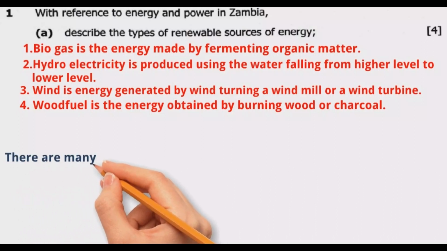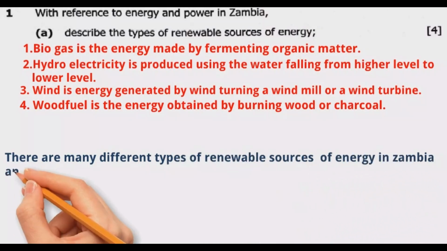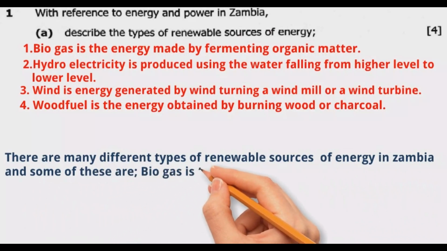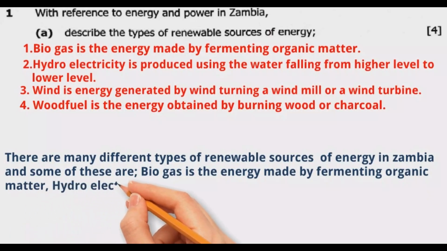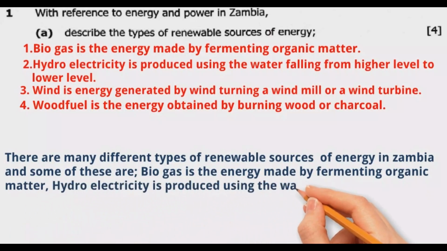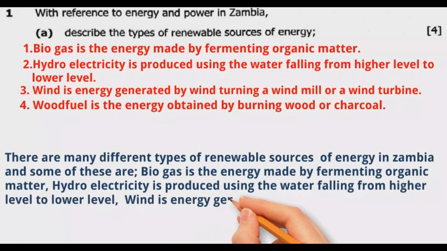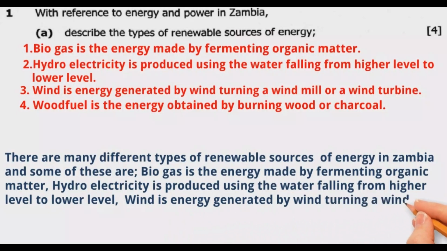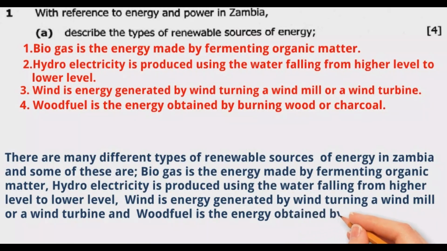Using those points, our short essay will be like this. There are many different types of renewable sources of energy in Zambia, and some of these are biogas, which is the energy made by fermenting organic matter. Hydroelectricity is produced using water falling from a higher level to a lower level. Wind is energy generated by wind turning a windmill or a wind turbine. And wood fuel is the energy obtained by burning wood or charcoal. So that is our short essay.